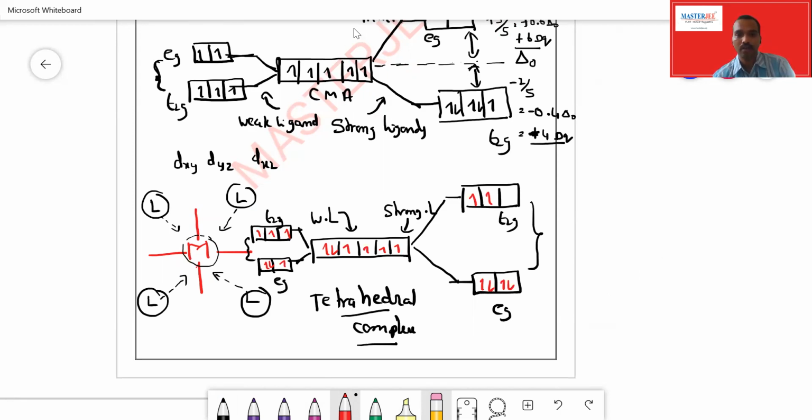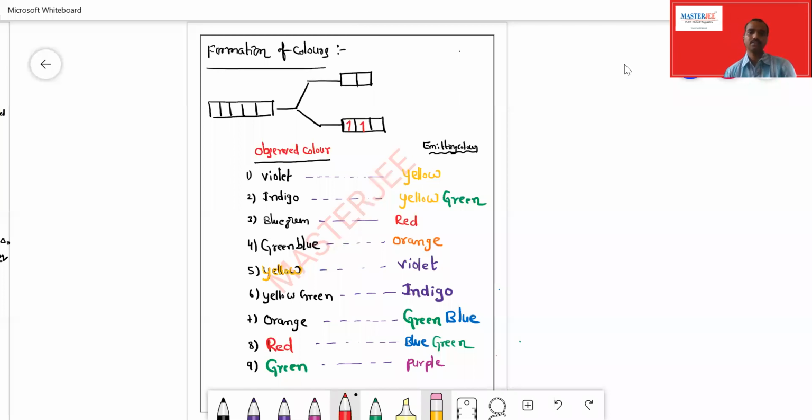Next is the formation of colors. How will it form colors? For example, here we have a certain number of electrons, and I am going to distribute them here. Now what happens? These electrons will absorb energy from the visible region, absorbing a certain color, and go to the next excited level. There it feels instability again and wants to come back to the ground state. So the absorbed energy is released in the form of different colors.